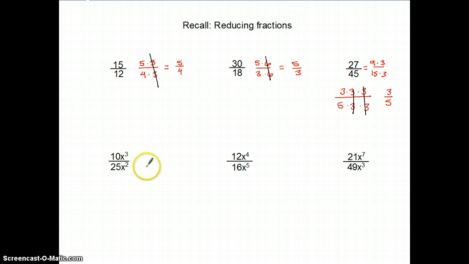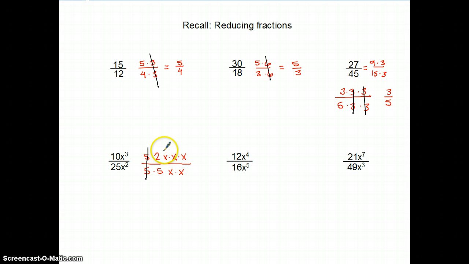Down on the left, we're going to repeat this process similarly, except we're going to introduce variables as well. On the top, I see 10, which can be rewritten as 5 times 2, and x to the third is x times x times x, since it's x to the third power. On the bottom, 25 is 5 times 5, and I simply have x to the second, or x times x. I see a common factor of 5 between the numerator and the denominator, so I'm going to cancel this out.